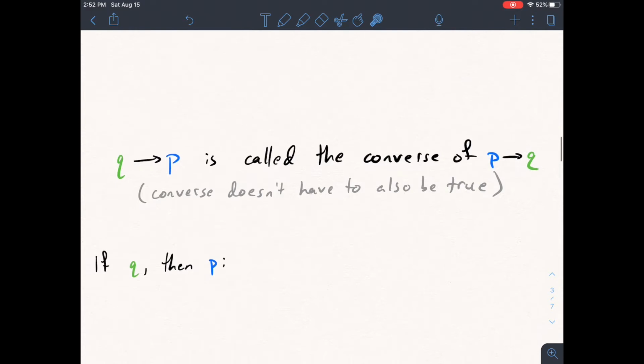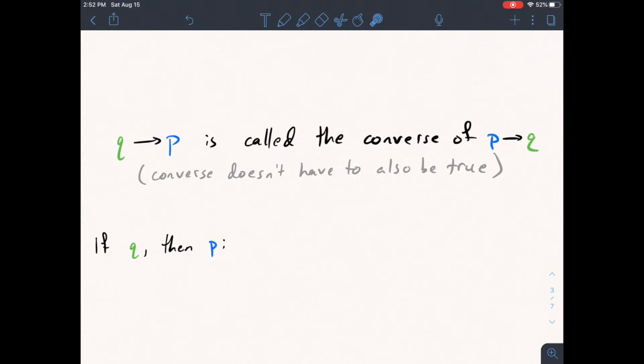Let's do Q implies P. So whenever you have a statement P implies Q, the statement Q implies P is called the converse of our original statement. Okay, so you can think of it as like the other direction of that statement, right? So you have P implies Q, and then if you put P and Q in the same place, but just reverse the arrow, you get that statement, which is the converse. Q implies P. Q implies P is the converse.